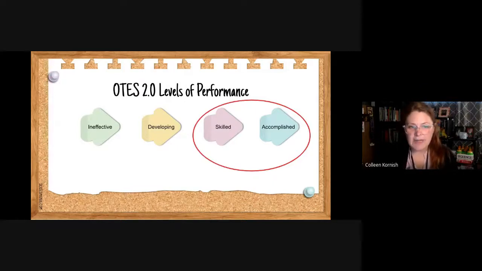An accomplished rating means that you go above and beyond and that you are facilitating the learning for your students, and primarily that they own their learning. It's not easy to get an accomplished rating in OTES. However, if you implement the UDL framework to fidelity in your classroom, you will improve your chances of earning a skilled and possibly even an accomplished rating.